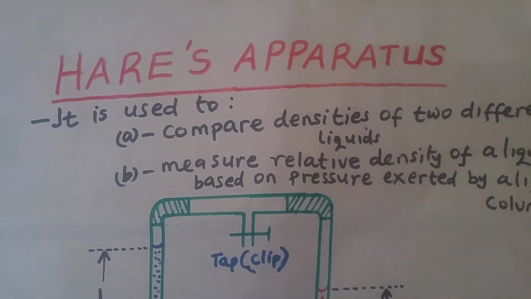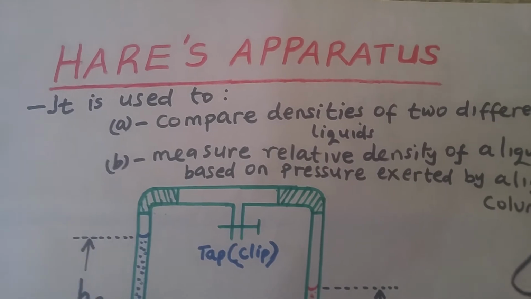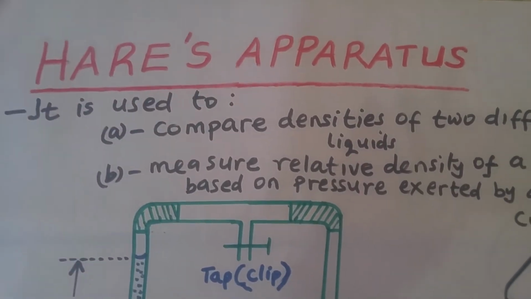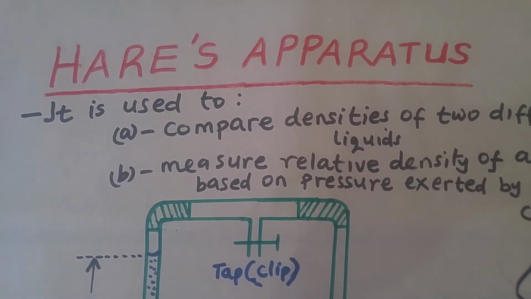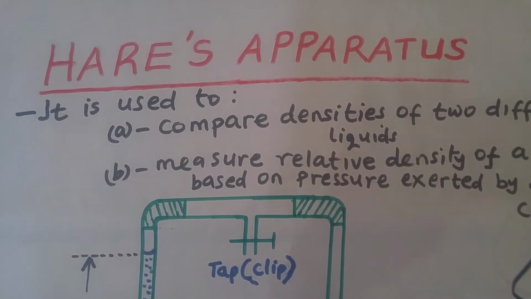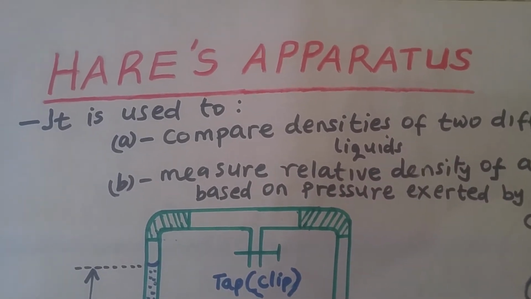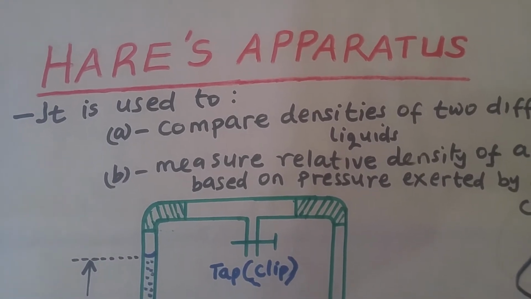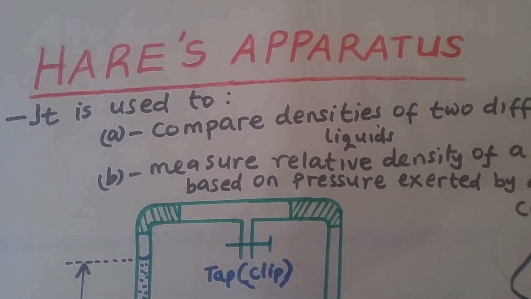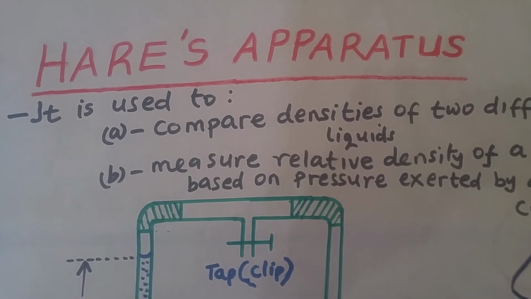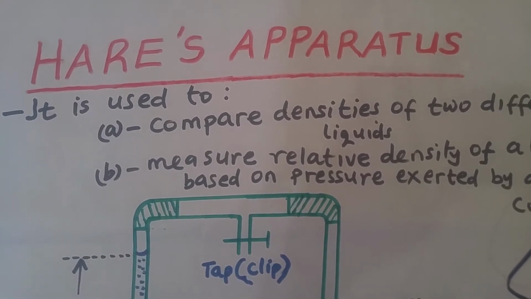Now let's look at Hare's apparatus. Sometime back in primary, you might have heard about an animal called Mr. Hare. So today we are looking at Hare's apparatus. The name is attached to this apparatus. So today we want to look at what we mean by Hare's apparatus.